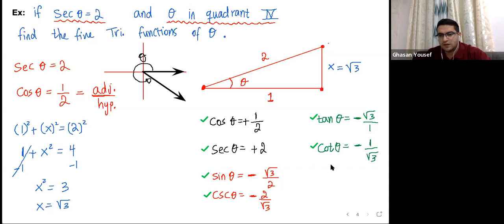Yes, we have to find all of the trigonometric functions when they ask for all of them: cosine, secant, sine, cosecant, tan, cotan. And the important thing again is the sign. Positive, positive, negative, negative. And here we have negative, here we have negative. Don't forget the sign. Sign is very, very important.